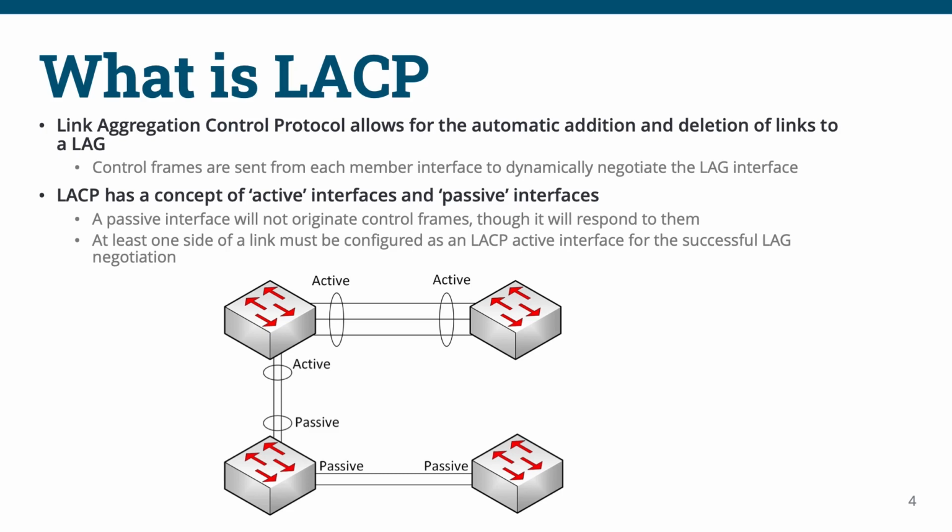In the diagram below, this concept is illustrated. We have the bundle at the top with both sides being in active mode, and the bundle on the left with one active and one passive. The links at the bottom, however, are not forming a LAG because both sides are configured in passive mode. Excellent. Now that we know what a LAG is and how LACP helps facilitate the creation of a LAG, let's move on to the configuration of LACP and LAGs.